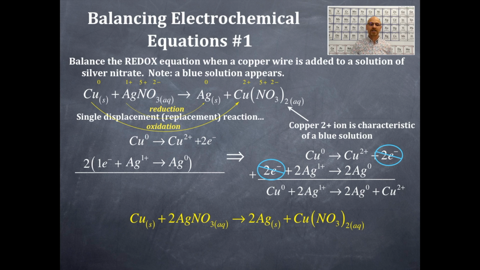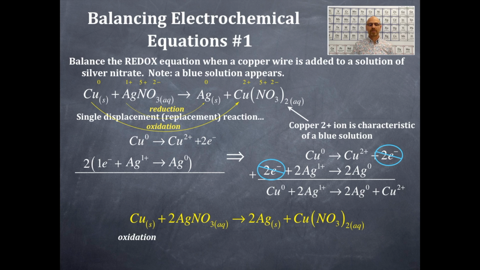So on the reactant side, there's 1 copper. On the product side, there's 1 copper. On the reactant side, there's 2 silvers. On the product side, there's 2 silvers. On the reactant side, there are 2 nitrogens. On the product side, there are 2 nitrogens. On the reactant side, there are 6 oxygens. On the product side, there are 6 oxygens. Now you have effectively balanced this equation.